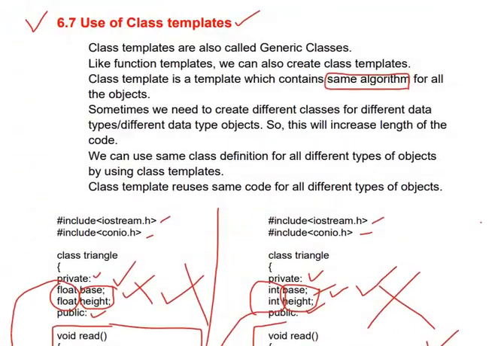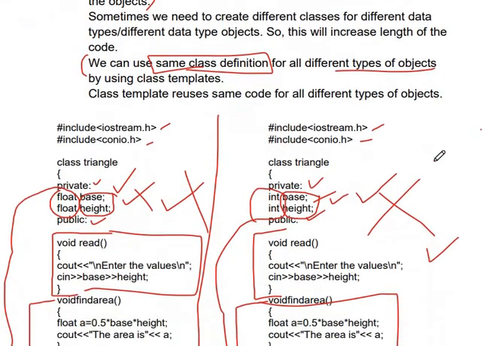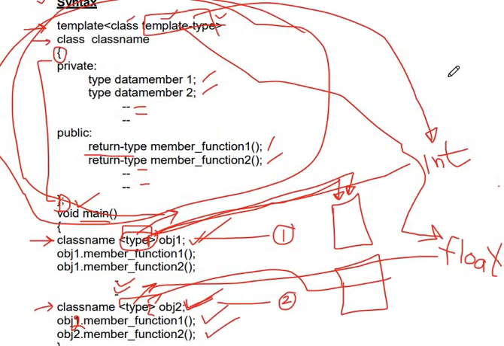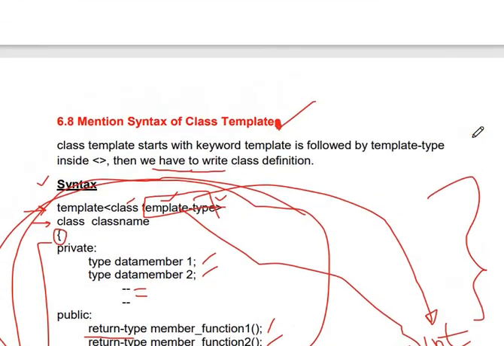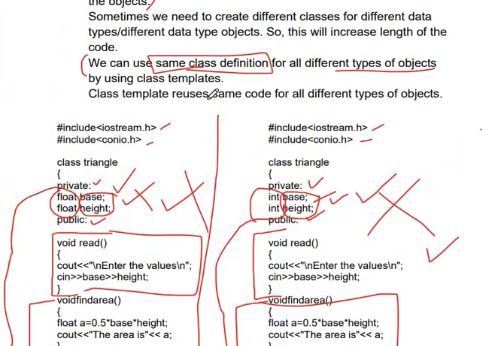That is why here we have written that the class template is a template which contains the same algorithm for all the objects. We can use the same class definition for all different types of objects by using a class template, meaning we can use this same class definition for object 1 and object 2. Next look here, a class template reuses the same code for all different types of objects. This is the advantage of the class template.